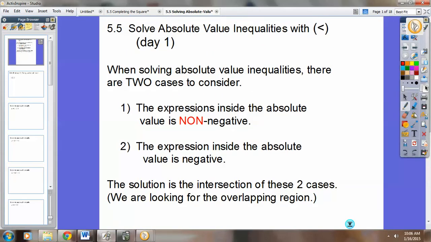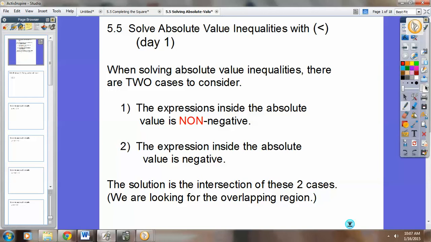You don't need to write this down. I just want you to listen. It says when solving absolute value inequalities, there are two cases to consider. One, the expression inside the absolute value is non-negative, normally called positive. And two, the expression inside the absolute value is negative. We're going to have to consider both cases, just like when we solve absolute value equations.